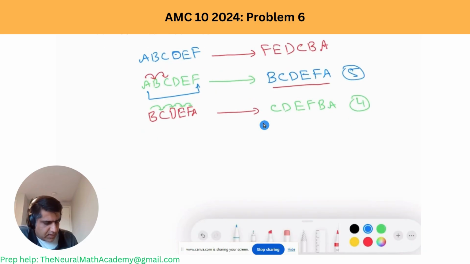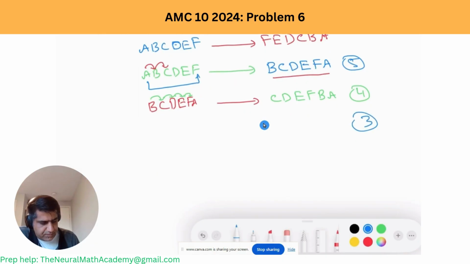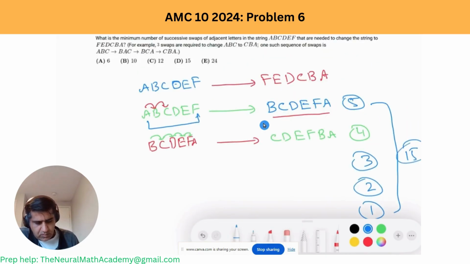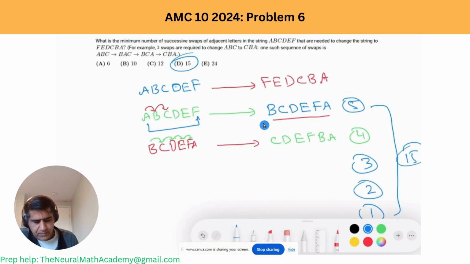Similarly, if we continue, then the next time our number of swaps will reduce by 1, and we will have 3 swaps, then we have 2 swaps, and then we have 1 swap. If we add this up, then the answer that we will get is 15. So D is the answer for this problem.